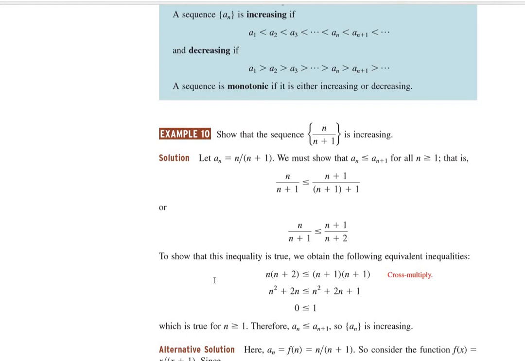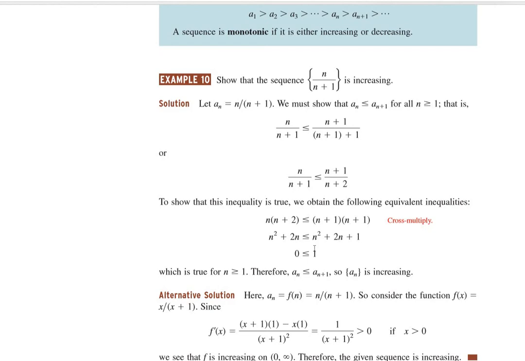To show that this inequality is true, we have to simplify it by cross multiplying both sides: n times n plus 2 is less than or equal to n plus 1 times n plus 1. Expand this. By solving, we can see that 0 is less than or equal to 1. That means our assumption is correct.